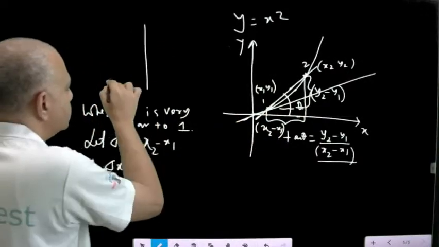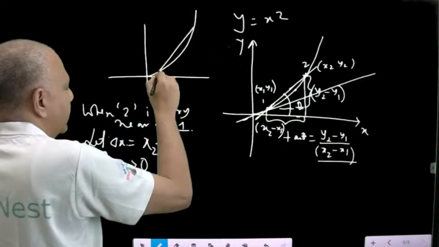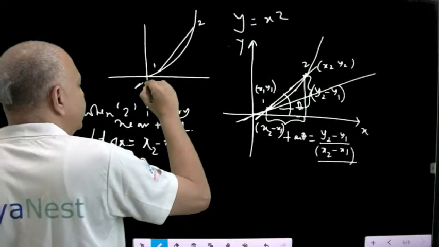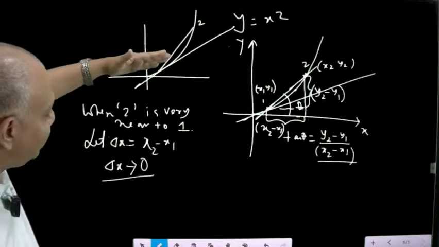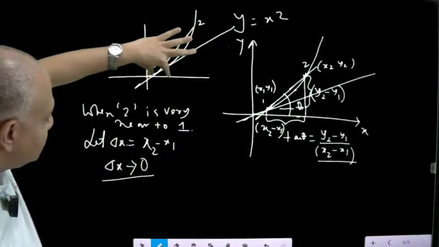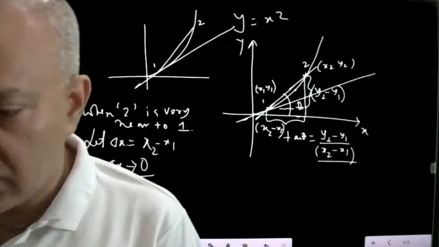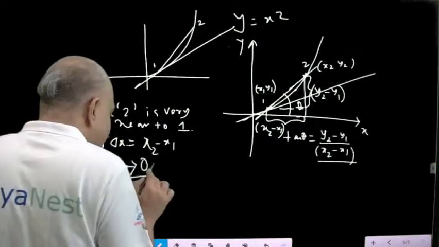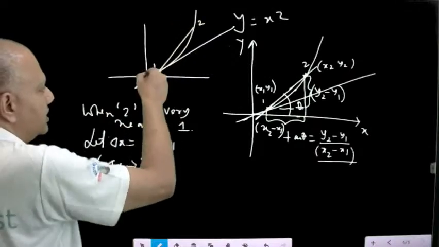Simple thing. There is a two-point join. This is point 2, this is point 1. At this point, if I draw a tangent, the chord is ultimately going to become the tangent when delta x, the change of x, is extremely small. I think, children, you are understanding my point, are you? I think you understand. So in this situation, when delta x is extremely small, this chord is going to become a tangent.